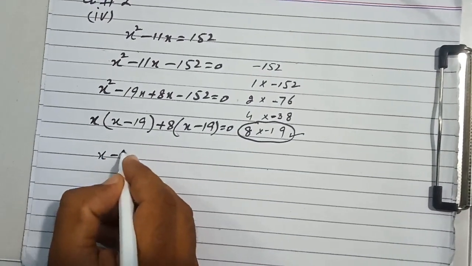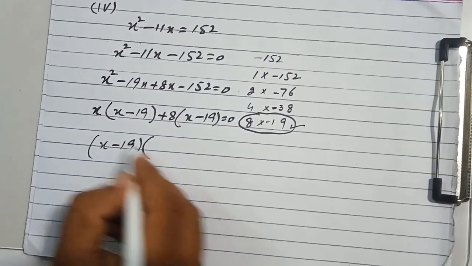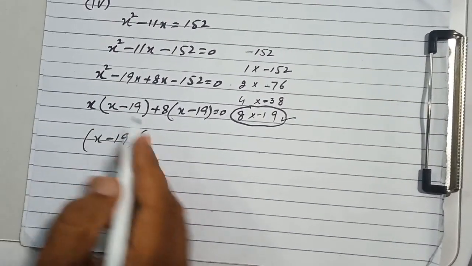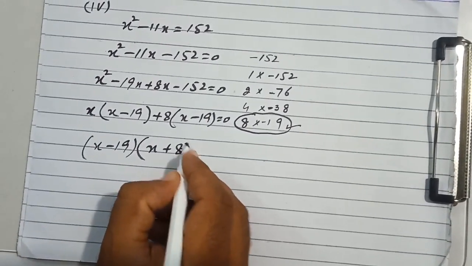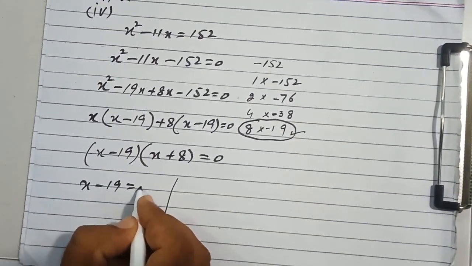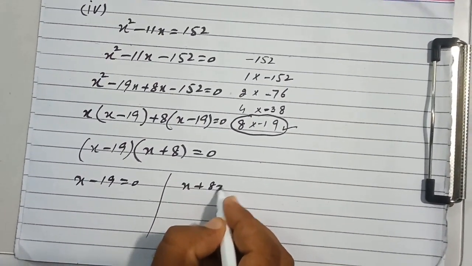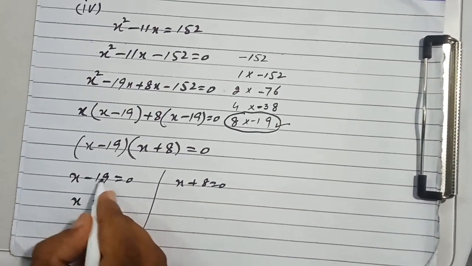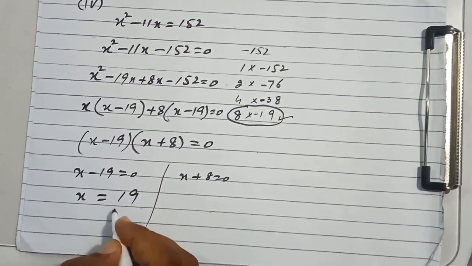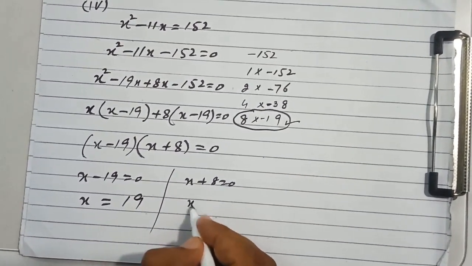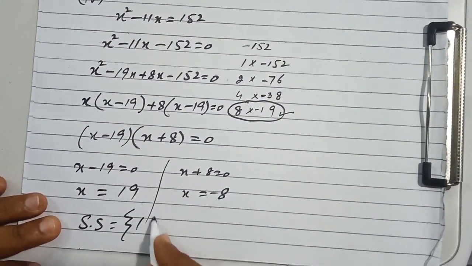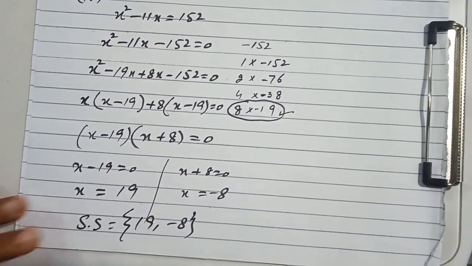Here the common factor is x minus 19. In the second factor, the leftover numbers, or the coefficients of the common term, will be written, that is x plus 8 is equal to 0. Now I will write in this way, x minus 19 is equal to 0, and x plus 8 is equal to 0. x is equal to plus 19, because when we transfer this minus 19 to the other side, it will become plus, and when we transfer this plus 8 to the other side, it will become minus. So our solution set is 19 and minus 8.